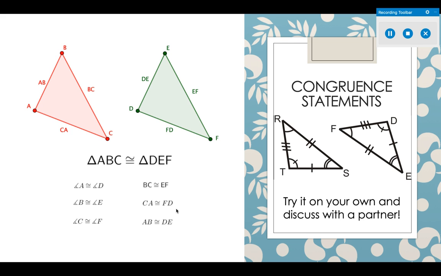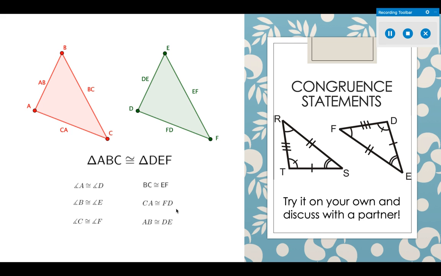Before we get into that, we need to talk about congruence statements. So here we see two triangles on the left side, triangle ABC and triangle DEF. I created these two triangles by copying and pasting one another, so I know that they are congruent. Now I have to write some congruence statements. First, I know that triangle ABC is congruent to triangle DEF.